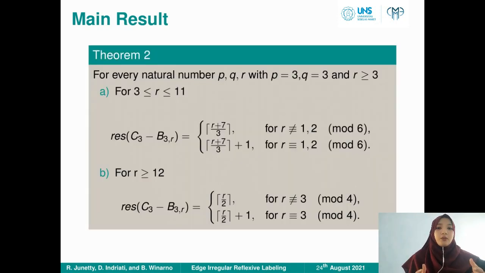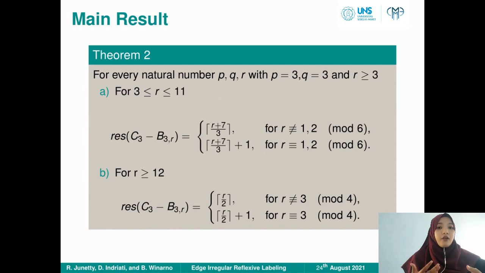Next, we will discuss the column graph C3b3r. Theorem 2. For every natural number p, q, r with p equal 3, q equal 3 and r greater than 3, point 1: for r greater than 3 and less than 11, the formula rest C3b3r equals ceiling of r plus 7 per 3 for r not equivalent to 1 and 2 in modulo 6, and ceiling of r plus 7 per 3 plus 1 for r equivalent to 1 and 2 in modulo 6.